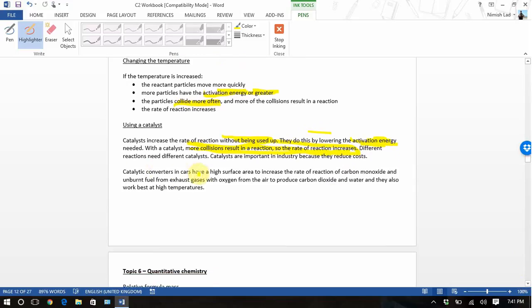Catalytic converters in cars have a high surface area to increase the rate of reaction of carbon monoxide and unburnt fuel from exhaust gases with oxygen from the air to produce carbon dioxide and water. So there's these unburnt fuels that have hydrogen within them. There's carbon monoxide, which is a dangerous fume. Catalytic converters have this large surface area to make sure that carbon monoxide becomes carbon dioxide and the unburnt fuel ends up essentially becoming water. These catalytic converters also work best at high temperatures, so that's why they're very useful in the engine of a car.